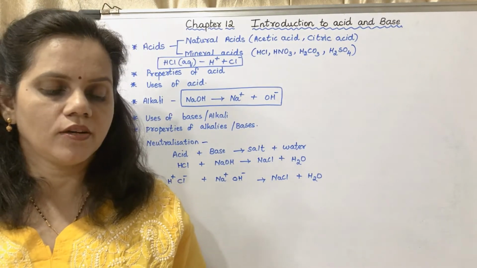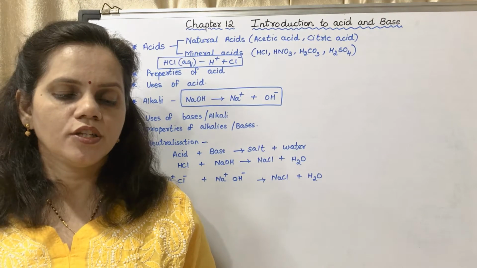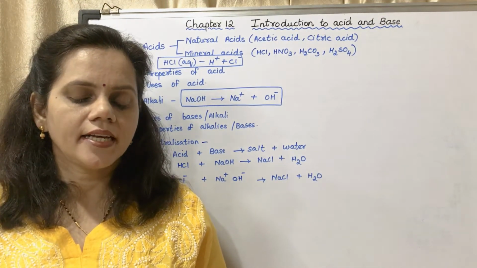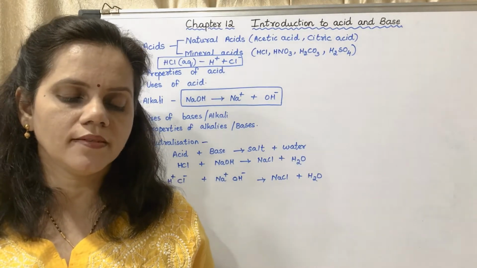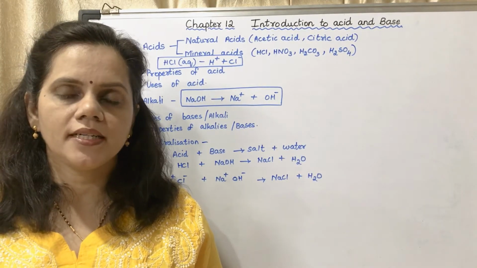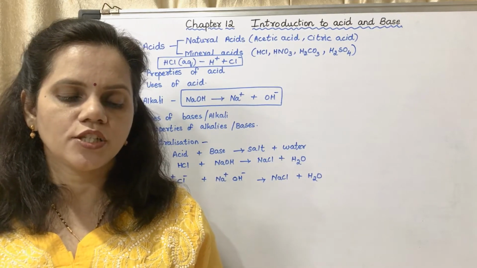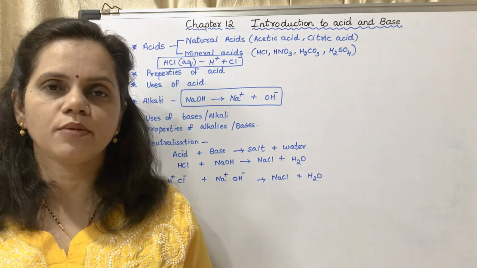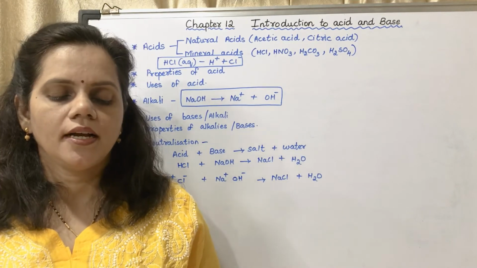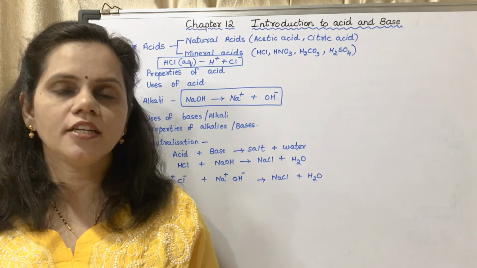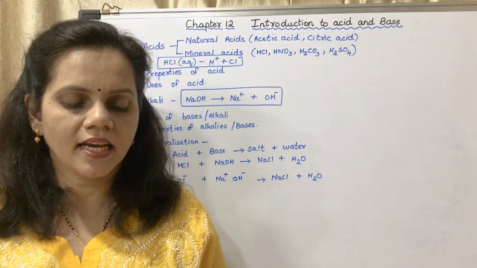Next is uses of acids. Acids are used in the production of chemical fertilizers. Acids are used in production of explosives, oil purification, medicines, dyes and paints. Hydrochloric acid is used for preparation of different types of chloride salts. Dilute H2SO4, that is sulfuric acid, is used in batteries or electric cells.